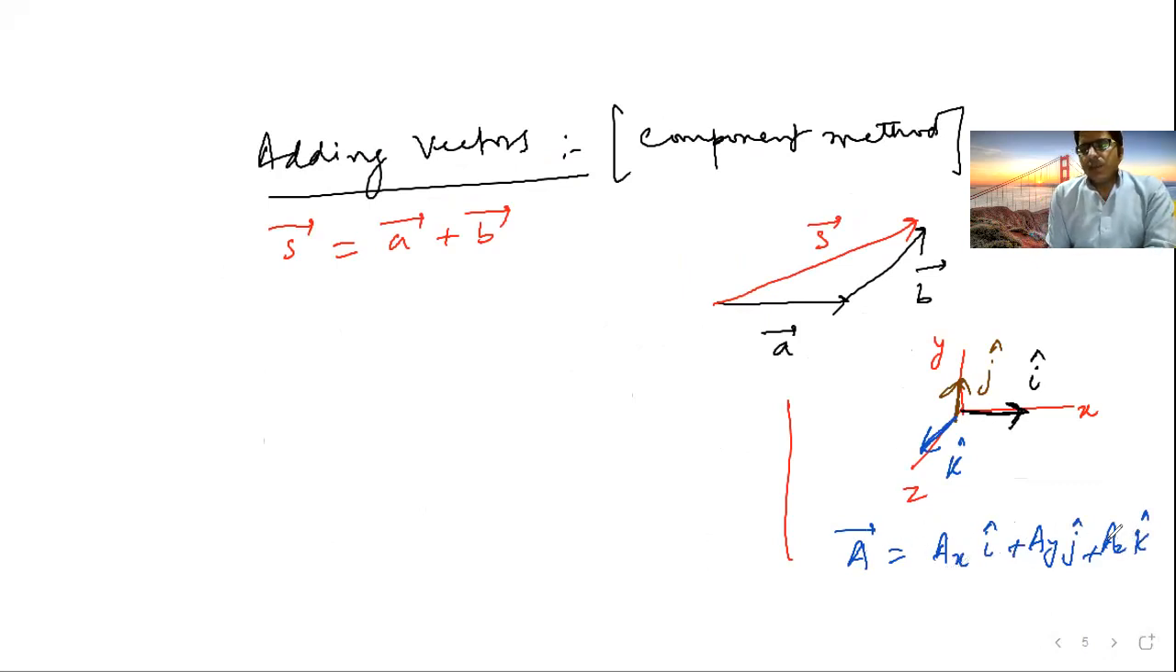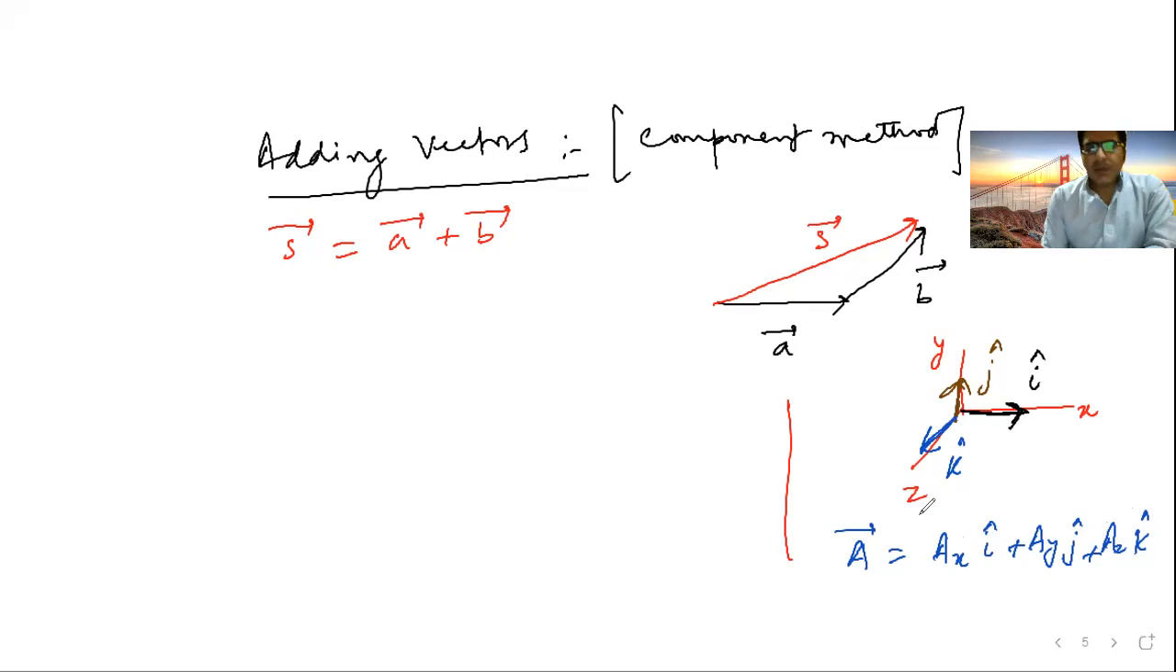You can write any vector in unit vector notation. This is a 3-dimensional vector. If the vector is in 2 dimensions, then it will have only 2 terms. For example, if it lies in the xy plane, there will be only I and j terms. If it lies in the yz plane, there will be only j and k terms. If it lies in the xz plane, there will be only I and k terms. This is the way we write a vector in its unit vector notation.